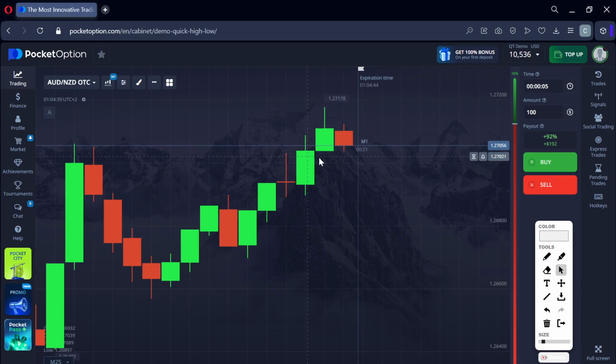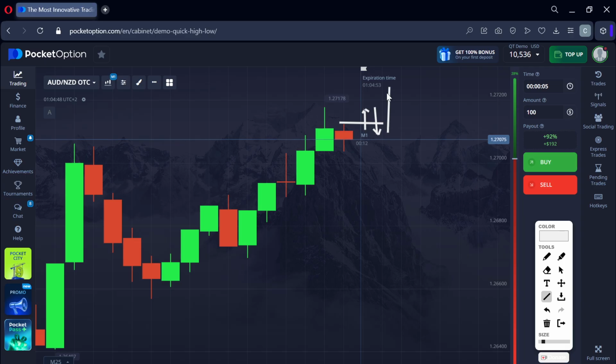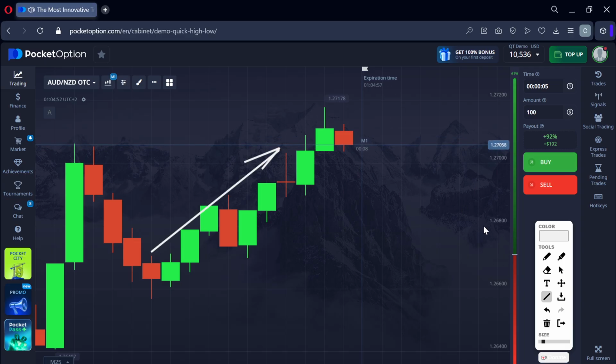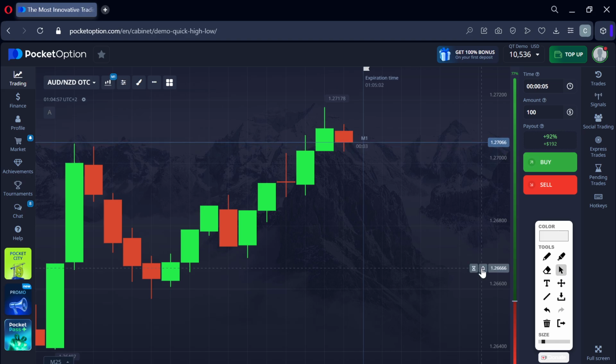Okay, let's see. We need this high to get broken above. Then it needs to retrace, and then we go up and take that buy. Obviously, that's not going to happen, we're in an uptrend. So we'll just wait for a brand new candle. Let's be patient and wait for it to come.